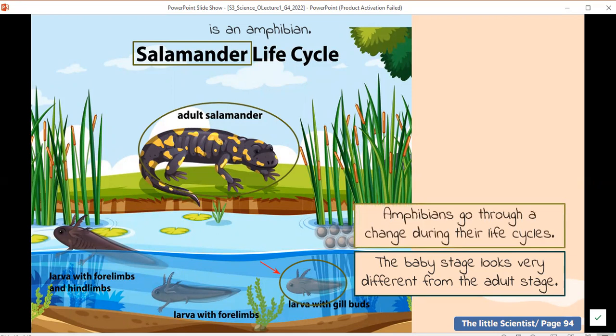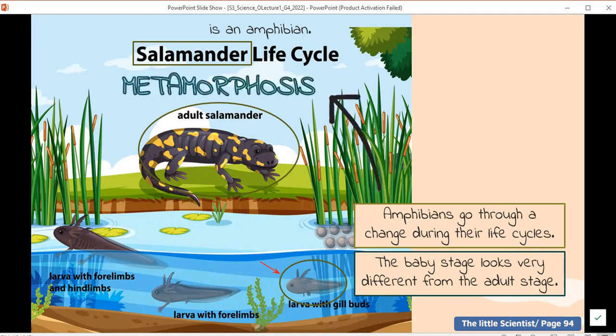Amphibians go through an important change. While growing from the larva stage to the adult stage, they lose their gills and start using their lungs for breathing. They lose their fins and grow legs for moving. This whole process is called metamorphosis. Metamorphosis.